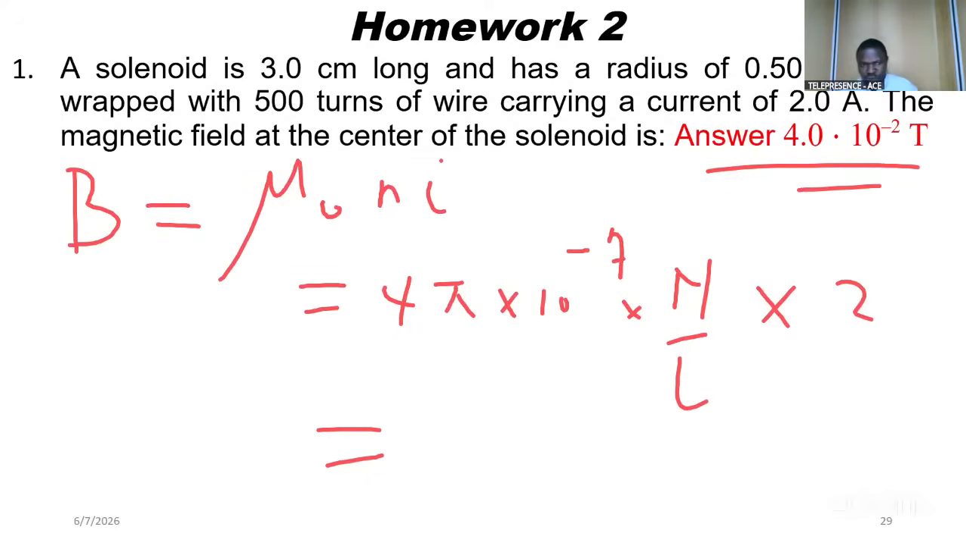Okay, so how many of you got this question correctly? A solenoid is 3.0 centimeter long and has a radius of 0.5 centimeter. It is wrapped with 500 turns of wire. Mind you, 500 turns of wire. The wire has this radius of 0.5 centimeter. But mind you, if you fail to use the correct value, you may not get the answer.